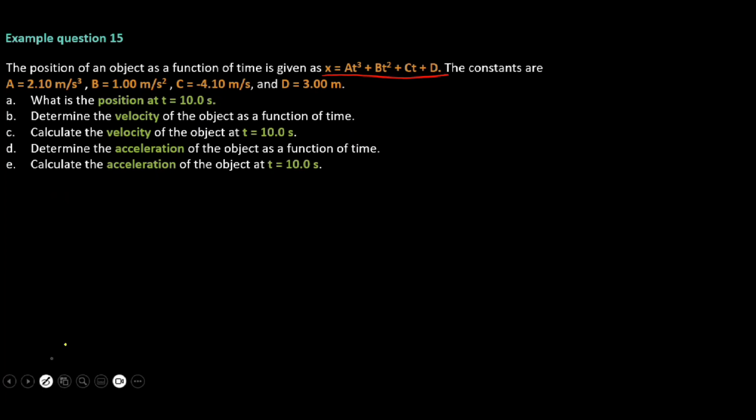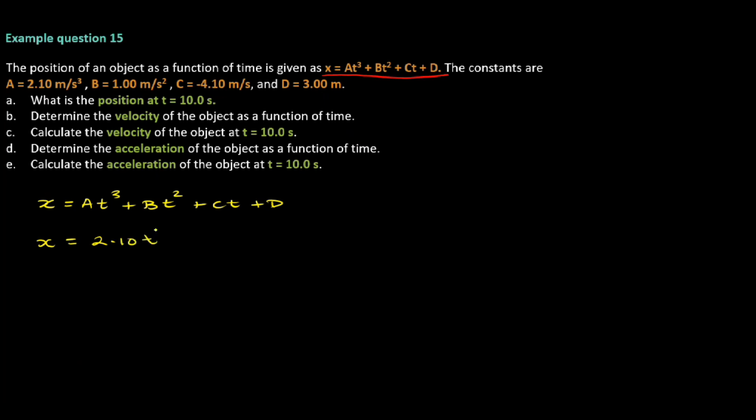So here in the question, I have already been given the position function, which I can write as x equals at cubed plus bt squared plus ct plus d. And I have the values of the constants a, b, c, and d, which I will substitute in my position function and write that as x equals a is 2.10 t cubed plus b is 1 t squared. C is negative 4.10, so this plus sign here will become minus, plus d, which is 3 meter.